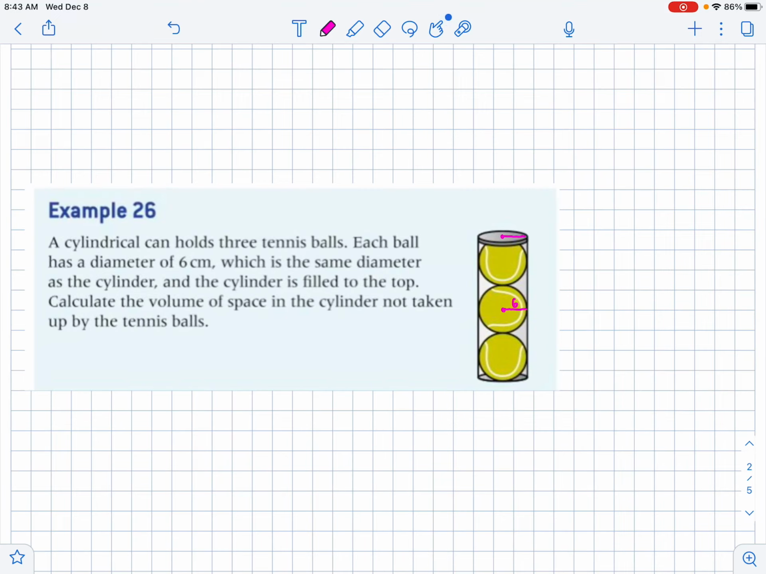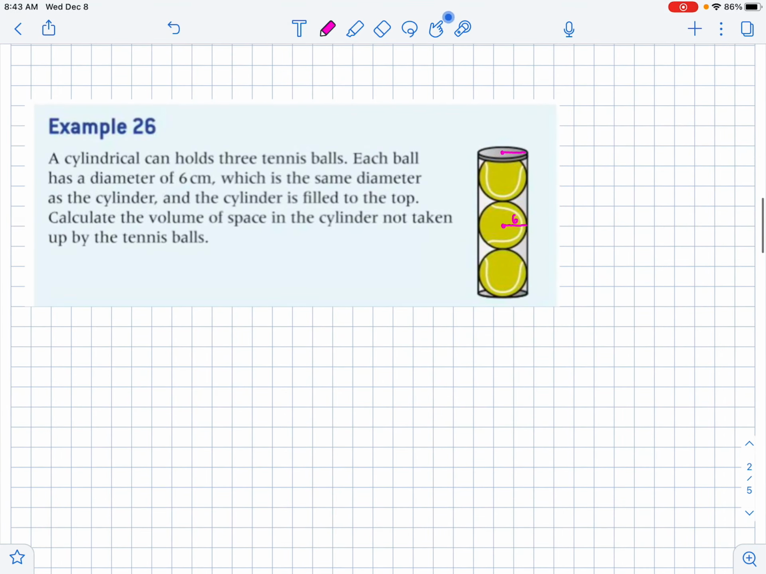Calculate the volume of the space in the cylinder not taken up by the tennis balls. Well, the volume of, I'm just going to call it the air around it, is going to be equal to can volume minus 3 times ball volume, because there's 3 of them.